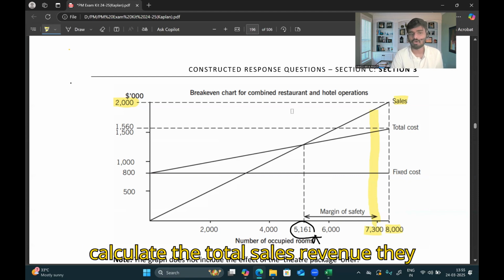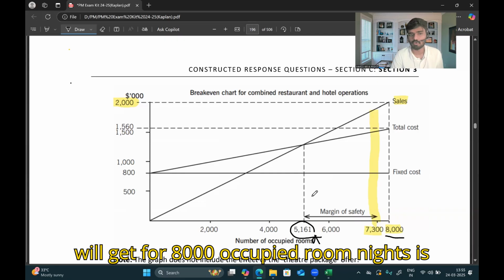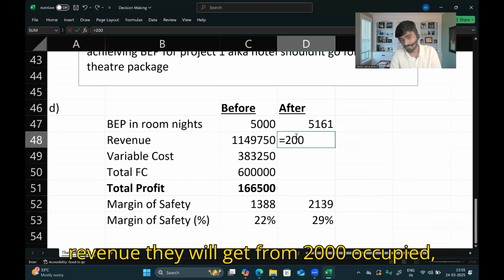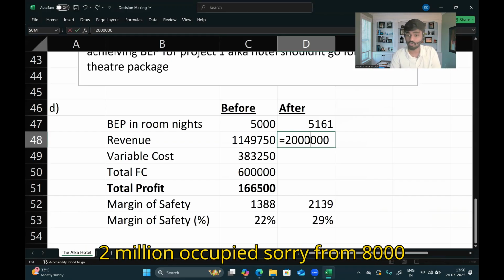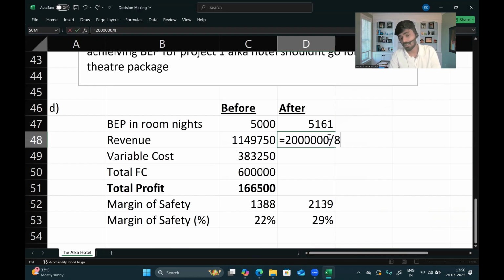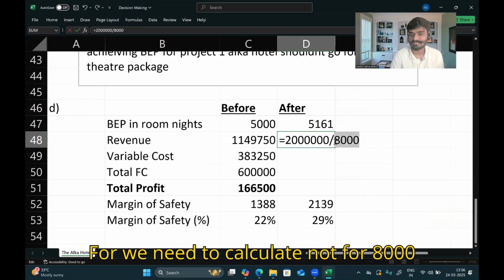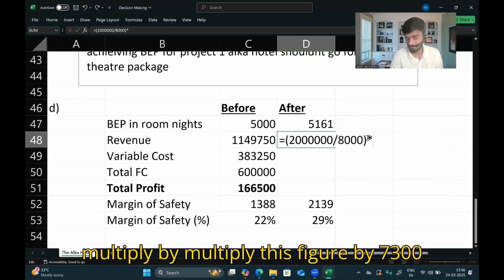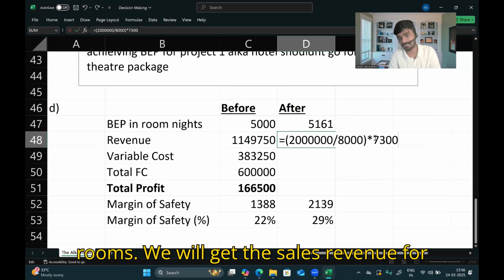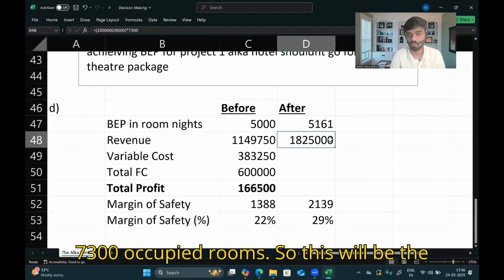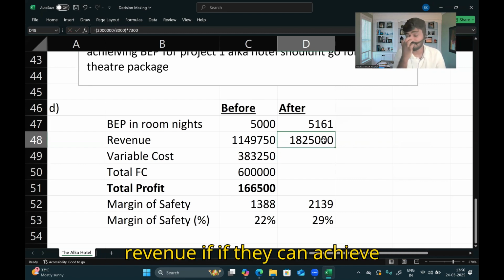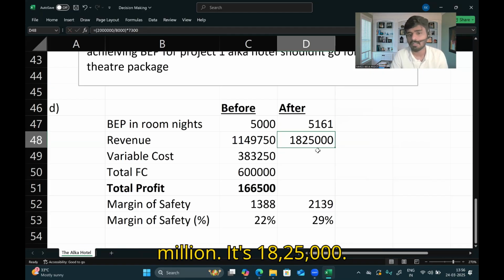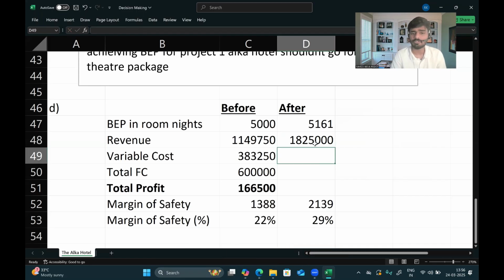Simply, the total sales revenue they will get for 8,000 occupied room nights is 2 million. So we can calculate for 7,300 occupied room nights, not for 8,000. We have to multiply this figure by 7,300 rooms, and we will get the sales revenue for 7,300 occupied rooms. This will be the revenue if they can achieve the budgeted sales figure. It's not 2 million, it's a bit less than 2 million. It's 18 lakh 25,000. So we got the total revenue.